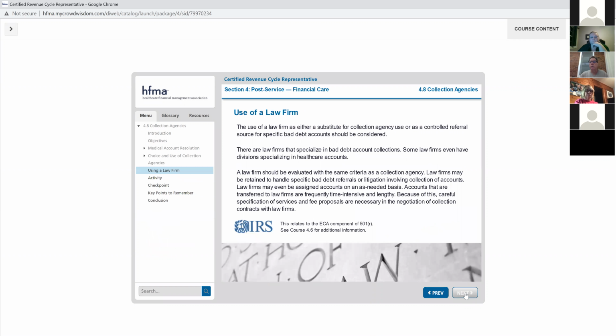Law firms, okay. You can use a law firm as a substitute for an agency. Generally, use a law firm that specializes in bad debt account collections. Some law firms might have a division that specializes in that. It might be solely specializing in healthcare. Evaluate the law firm the same way you do a collection agency. You can use them as one-offs on high balance accounts, accounts that require litigation, accounts that are time sensitive. So there's a myriad of ways that you would use a law firm, but you can use a law firm as a substitute for an agency.